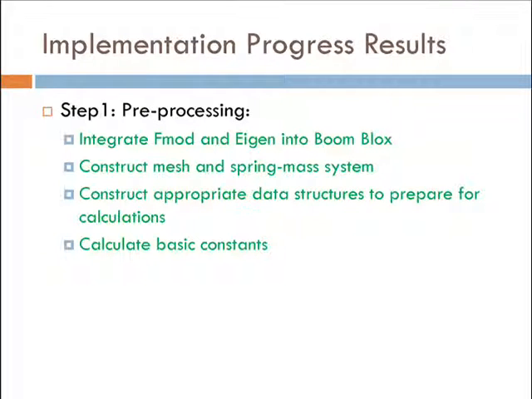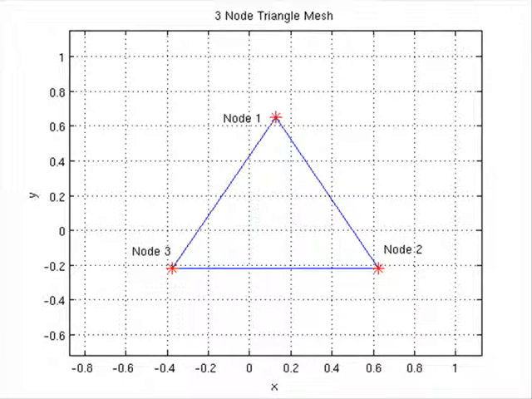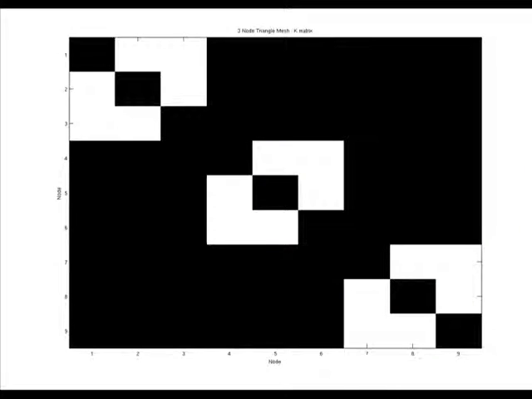Then we did calculations for the basic constants. We started first by simulating sound in MATLAB for simple objects. For example, here is a 3-node triangle mesh. Then we calculated the matrix representation of the mass-spring system.